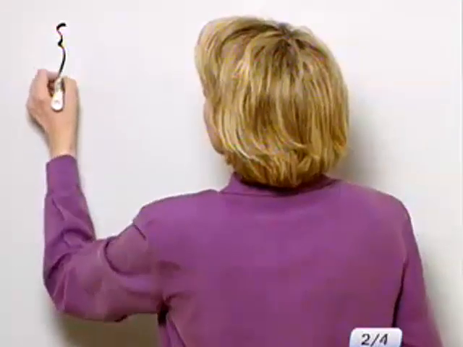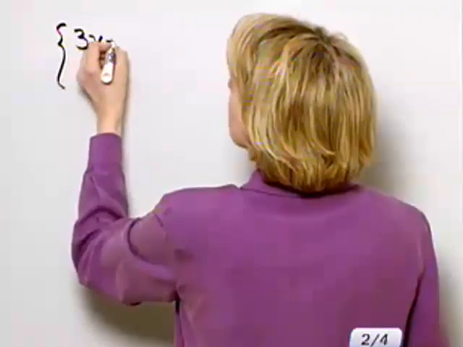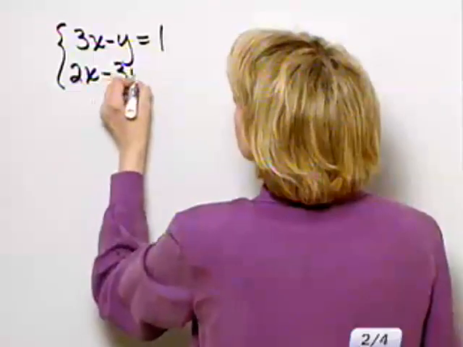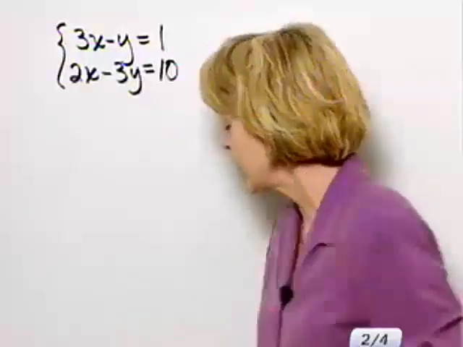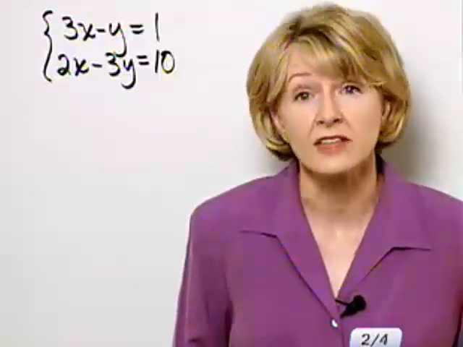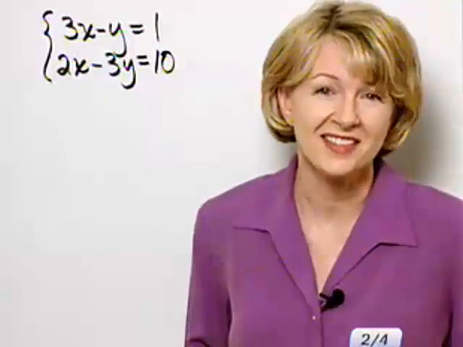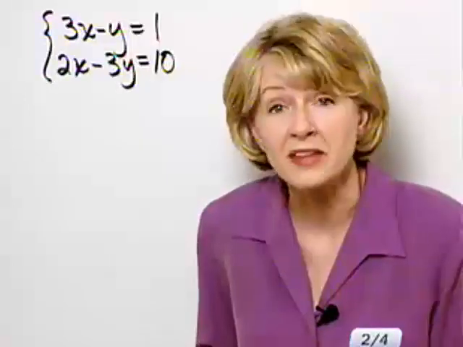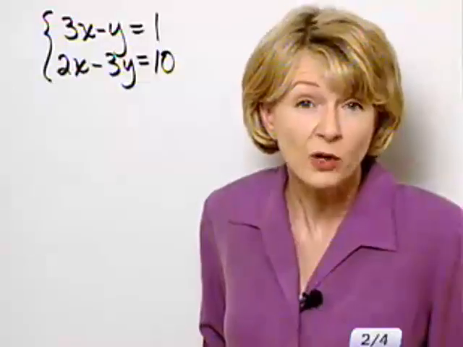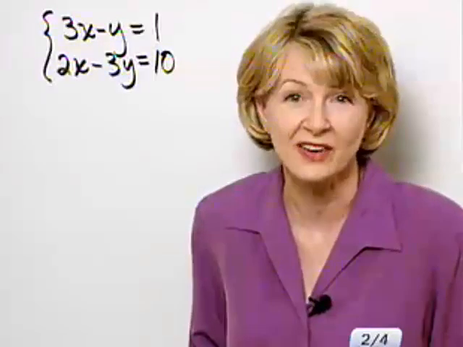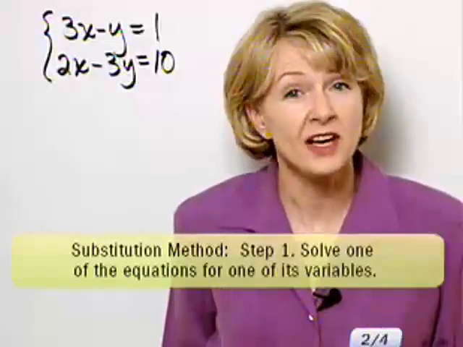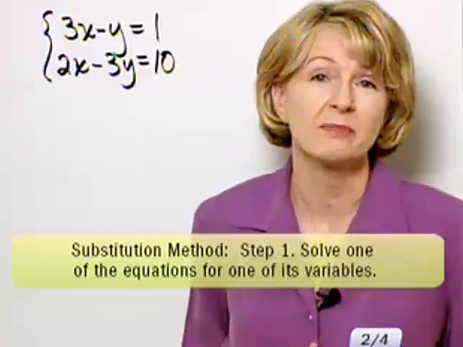Let's suppose we have 3x minus y is equal to 1 and 2x minus 3y is equal to 10. This is a system of linear equations in two unknowns. I'd like to solve this system. To solve this system, we're using a method called substitution. Now, in our last system, one of the equations was solved for one of its variables. Not so here. But we can make that a first step in using the substitution method.